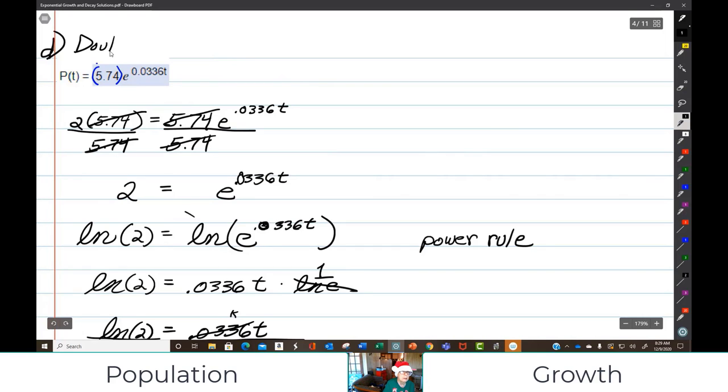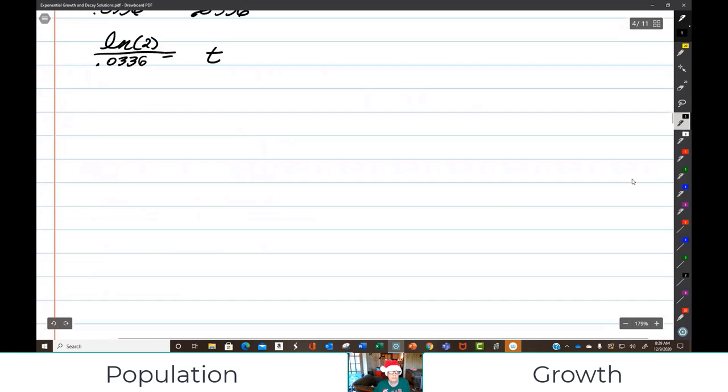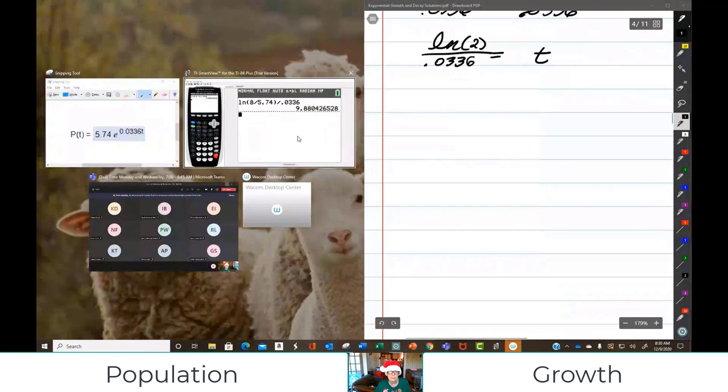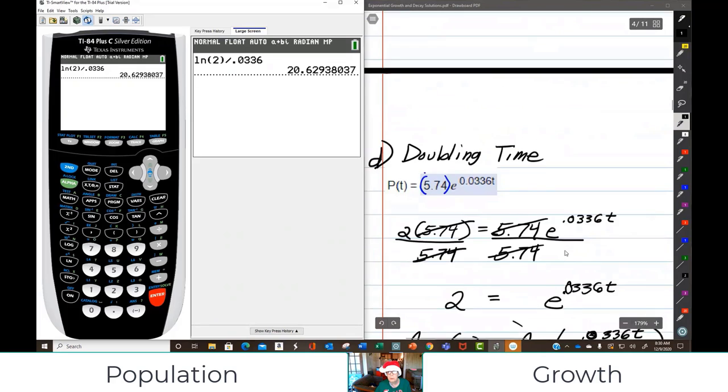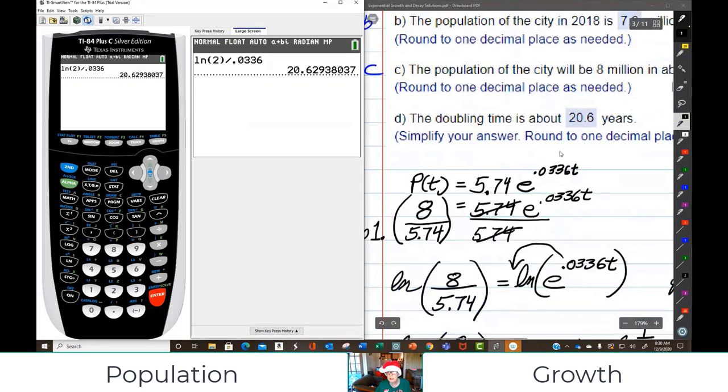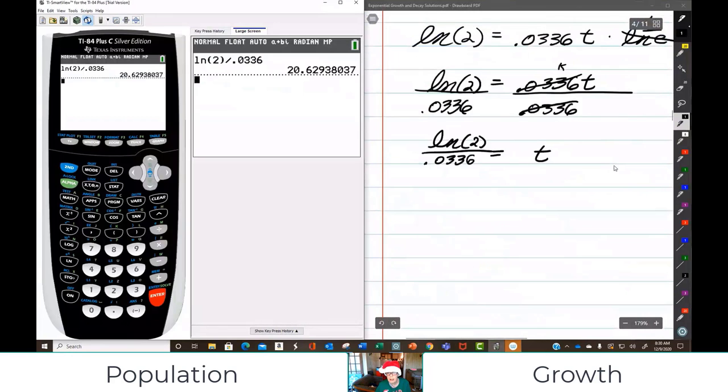Doubling time for a population. All right, and I get the calculator. Going to take the ln of 2 divided by 0.0336. And now let's find out how many places I have to round to. Round to one decimal place. Okay, so t is going to equal this.